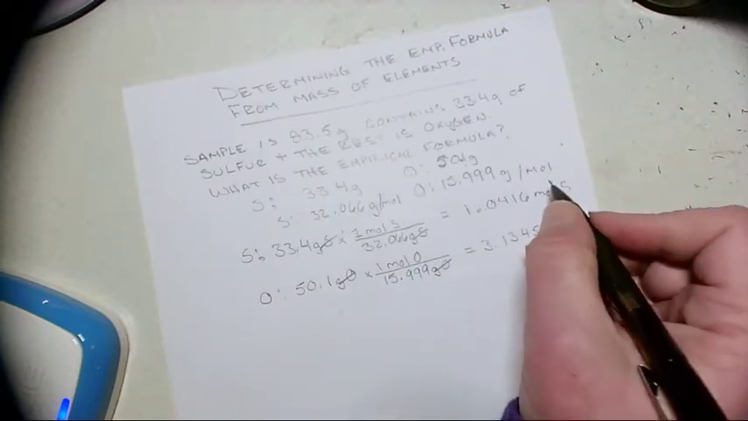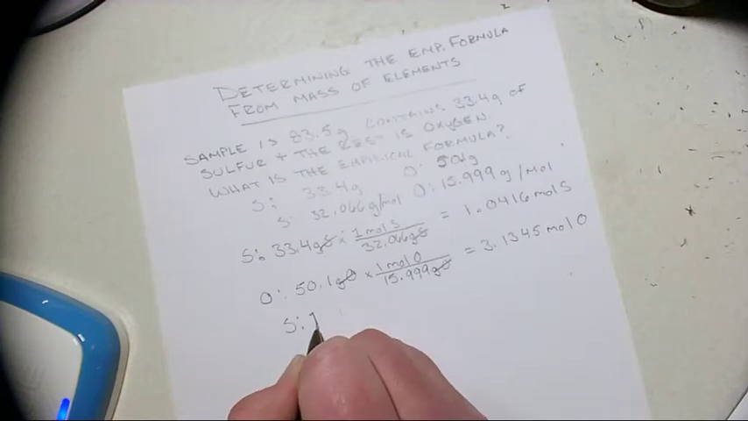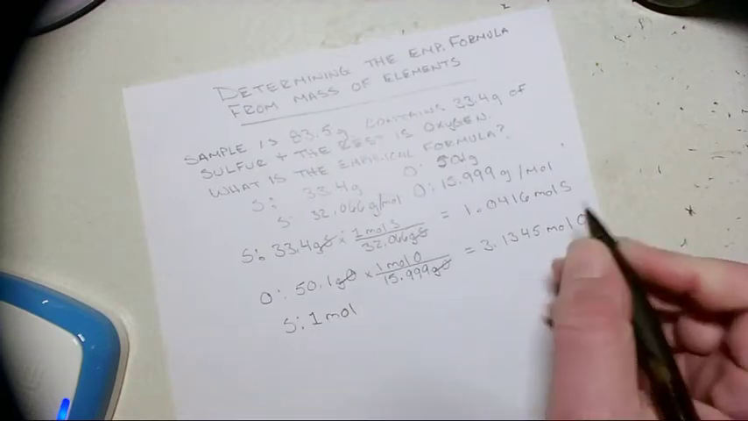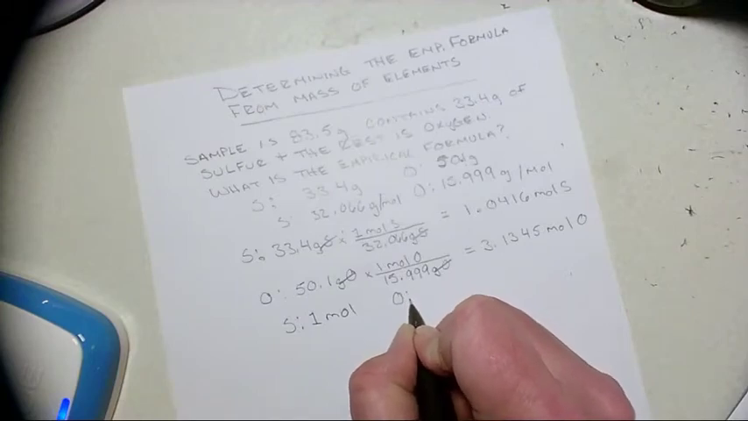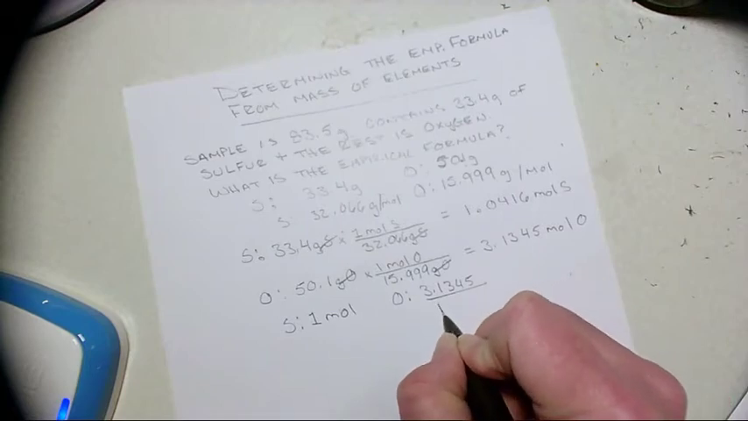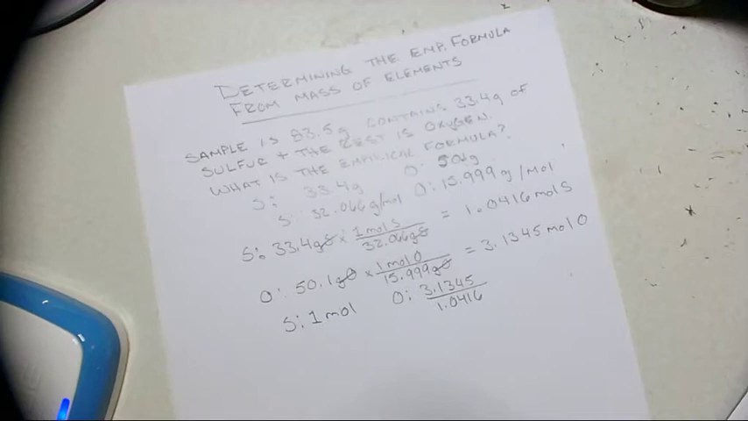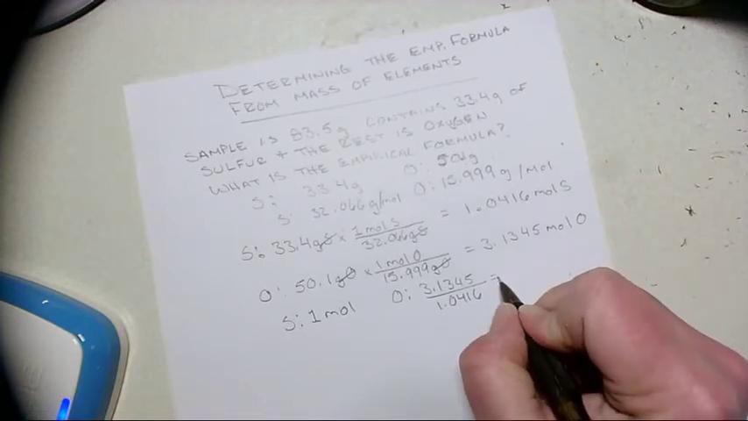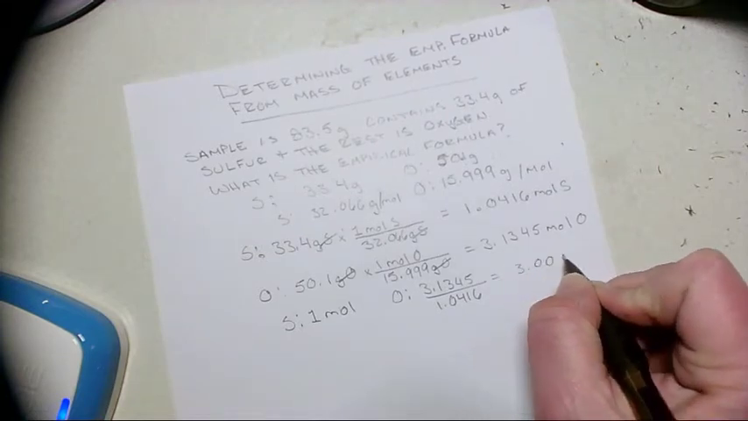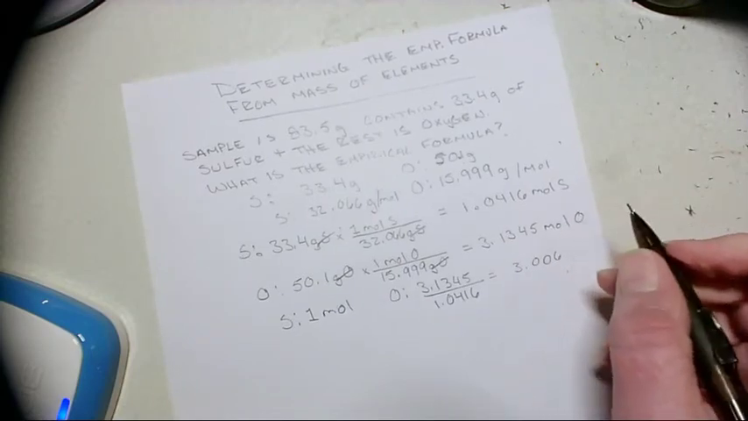So 1.0416 divided by 1.0416 gives us sulfur has 1 mole, and oxygen 3.134 divided by 1.0416, and we get, thankfully, 3.006. So indeed it is just 3 moles of oxygen.